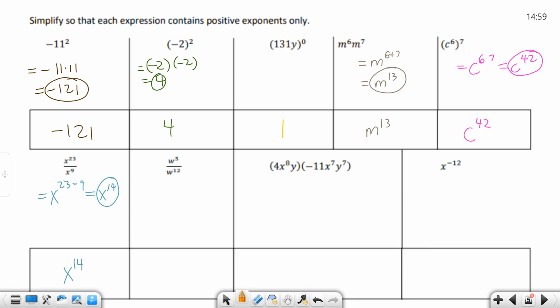So w to the 5th over w to the 12th. Again, no negative exponents. Again, w's, each with their own exponent. We're going to subtract. But this time, where are the w's going to be left over? In the bottom, because 12 is bigger than 5, right? So we're going to have 1 over w to the 12 minus 5, which is 1 over w to the 7th power.